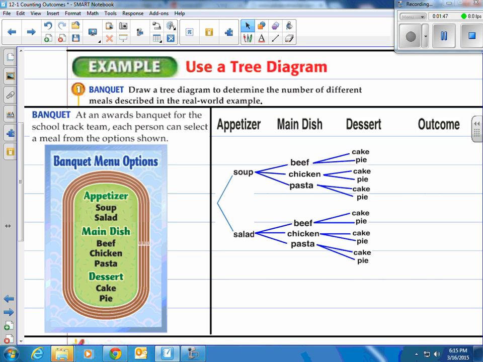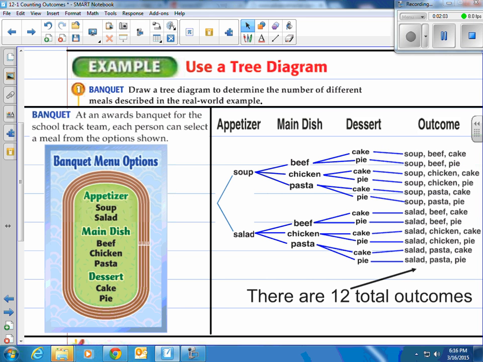If you look at it from the top, you have soup. You can pick soup, then beef, and then cake. But you can also have soup, beef, and pie. And that's a totally different meal option because of the switch of the cake and the pie. So how many possible outcomes are there? All you have to do is count all these up. Here's what they look like: soup, beef, cake; soup, beef, pie; and then you can keep going down the list. There's 12 of those total outcomes. So there's 12 different meal options for this particular banquet.